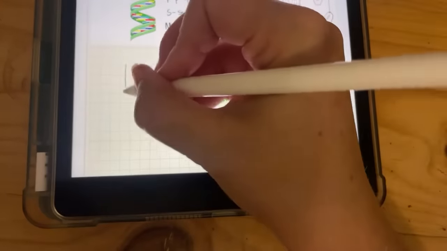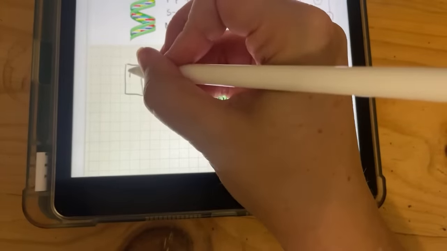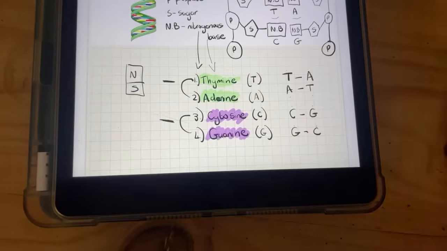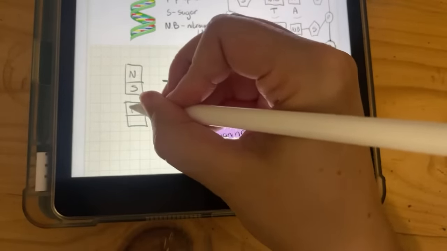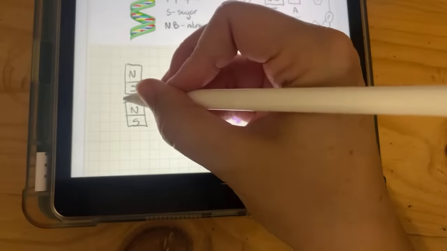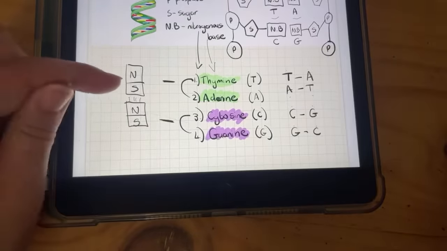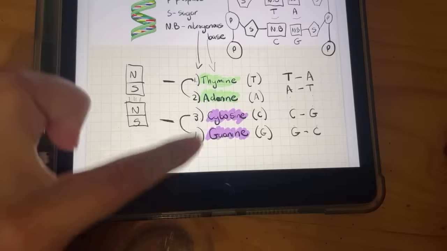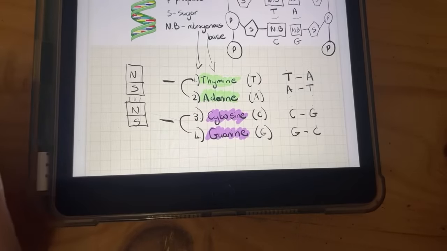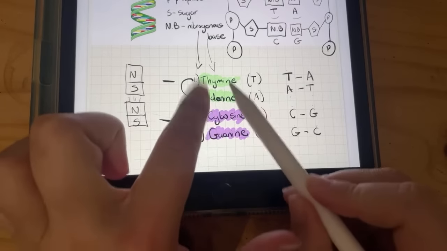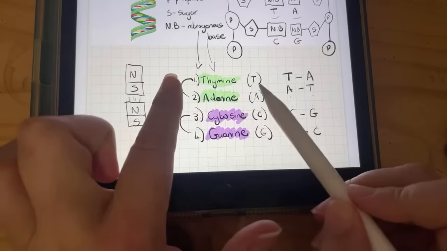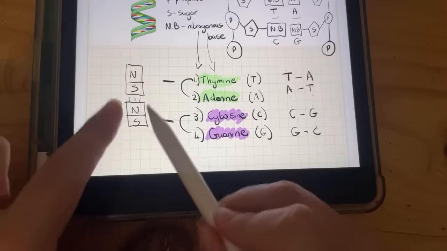Do you remember learning in physics a magnet has a north and a south pole on it? And in order for magnets to work, you've got to put opposite sides towards each other. So to attract each other, it's got to be a south and a north. It's the same idea with the nitrogenous bases. The thymine and the adenine are north and south to one another. So they attract each other, like my magnets here.